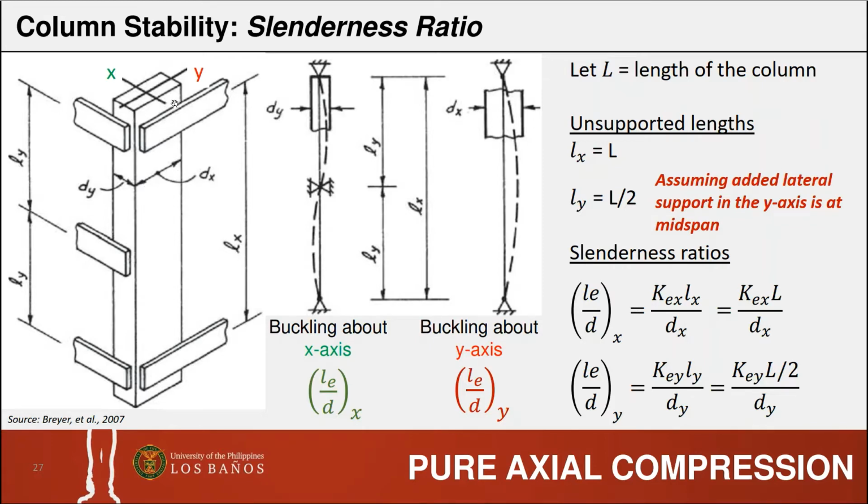As you can see, we will buckle along the x direction, and this is the perpendicular dimension of the column. So we will have a value of K sub E x multiplied by L over D sub x. Meanwhile, for the slenderness ratio along the y direction, we have K sub E y multiplied by L sub y over D sub y. Since our L sub y is L over 2, because there is a lateral support along the y-axis, the slenderness ratio for the y-axis is K sub E y multiplied by L over 2, all over D sub y.